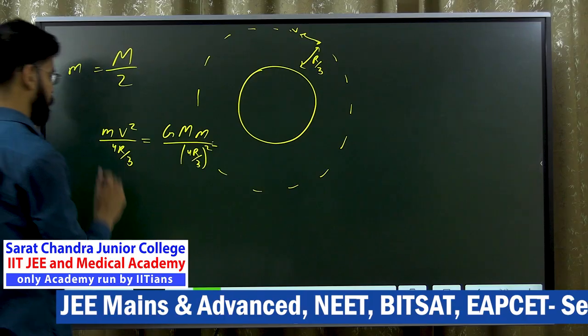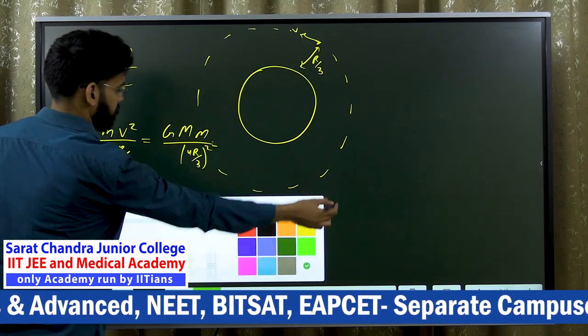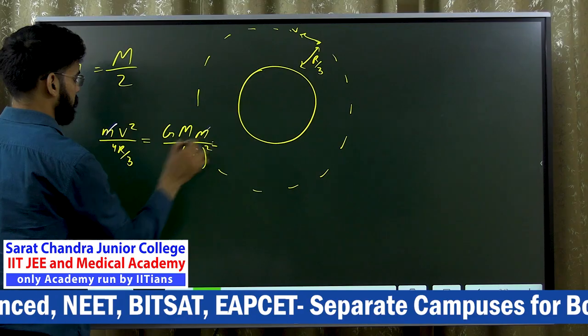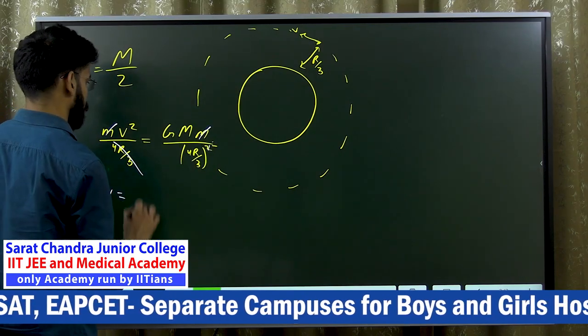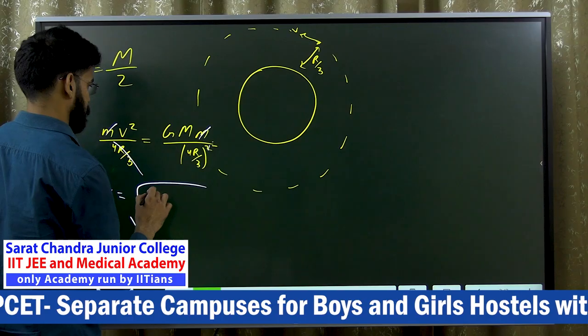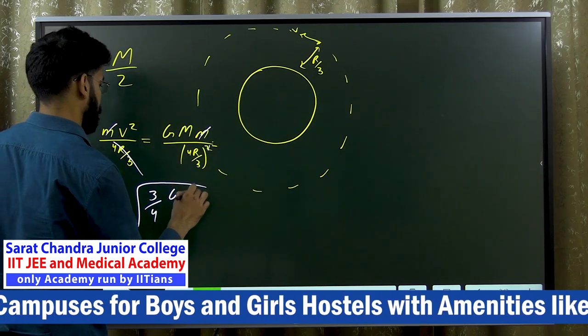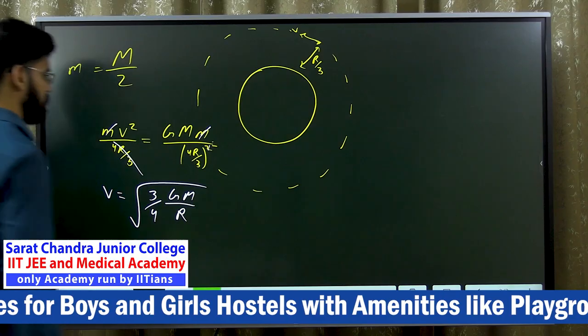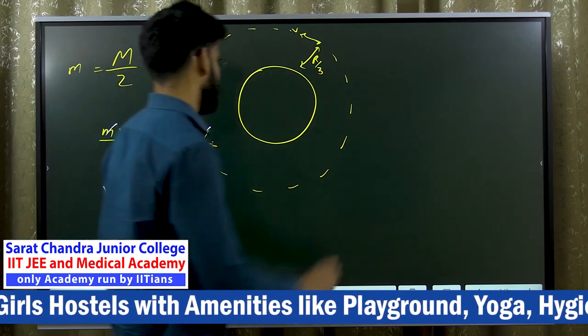From here, if I get the velocity, what I got? Small m got cancelled out. This got cancelled out with the power, and v I got as under root of 3 by 4 G M by r. Okay, that's what I got. So now what I have to get?